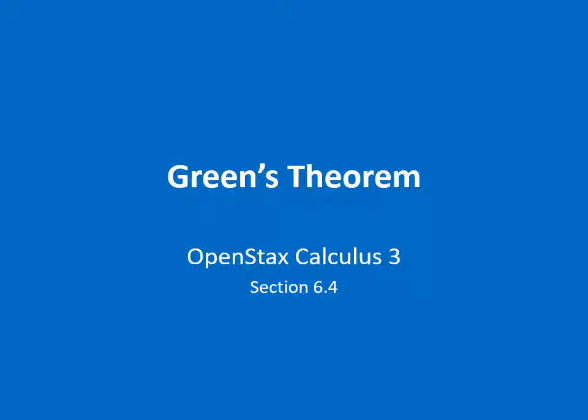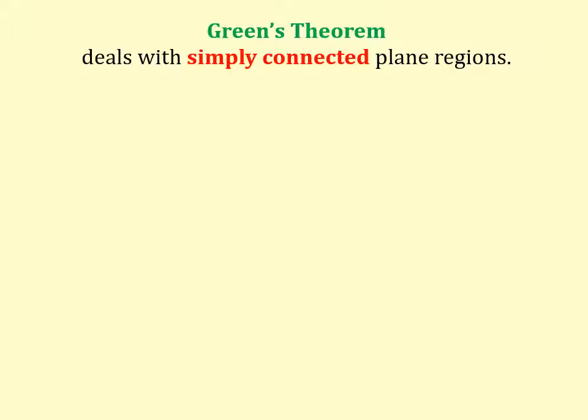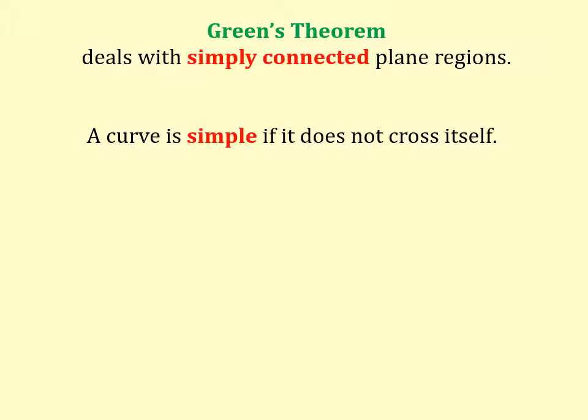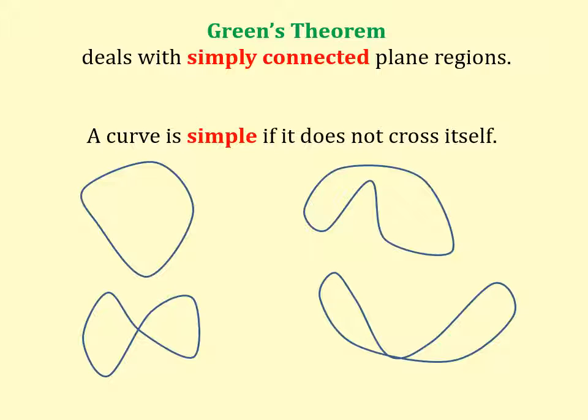So here we want to take a look at the circulation and flux form of Green's theorem. As you can see, Green's theorem deals with simply connected plane regions. So we have a simple region if it does not cross over itself. For example, this one is simple, this one is simple, but these are not simple.